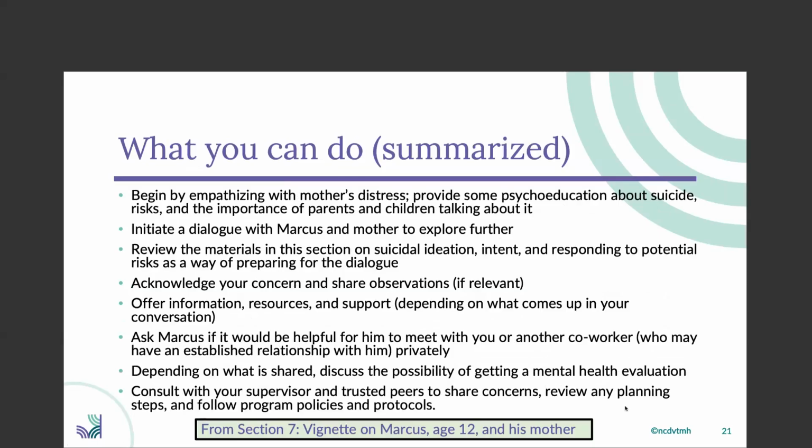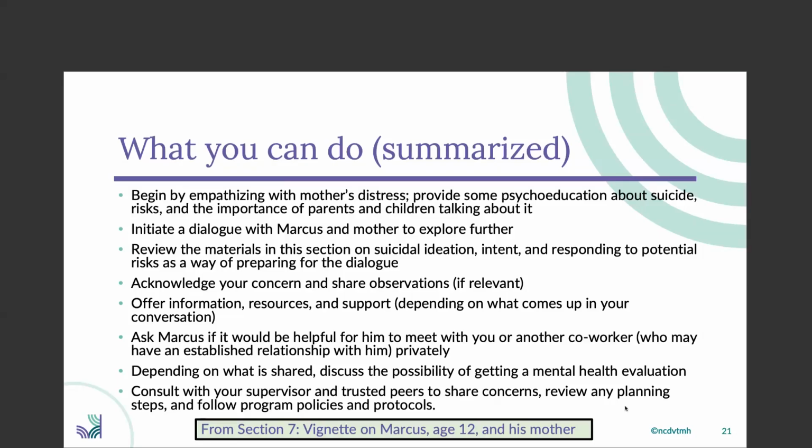So begin by empathizing with mom's distress. And I think it's helpful to provide some psychoeducation about suicide and suicidal risks, because there are these myths floating out there, where parents may think, if we talk about it, then that's going to increase his risk of actually acting on the things that he's talking about. And so we try to dispel that myth. So that's really important in this section.